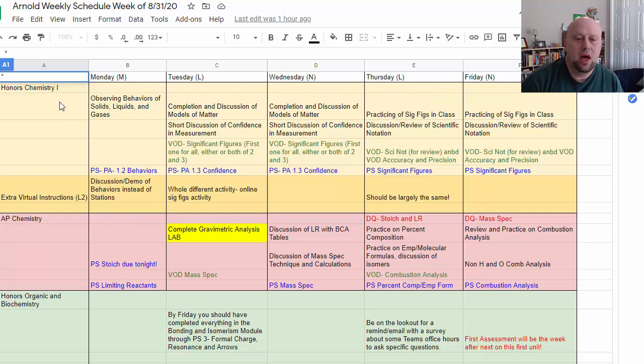and how you can see all the organization there. So you'll see that each class has its own color set up. So Honors Chemistry 1 is all in yellow here. I'll explain this different yellow here in a minute. Well, I'll just do it right now. That's for the virtual class. AP Chem is here in pink or mauve. And then Organic Chemistry is going to be in the green down here at the bottom.